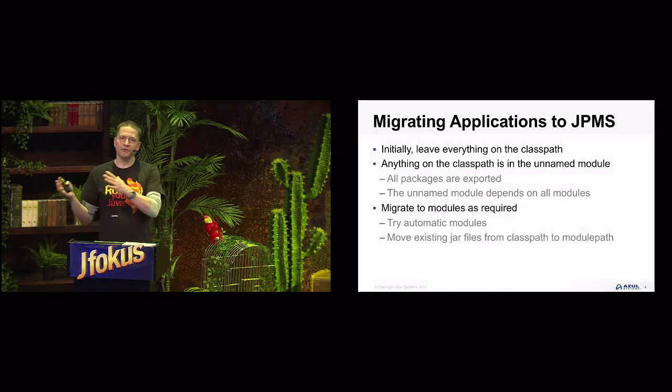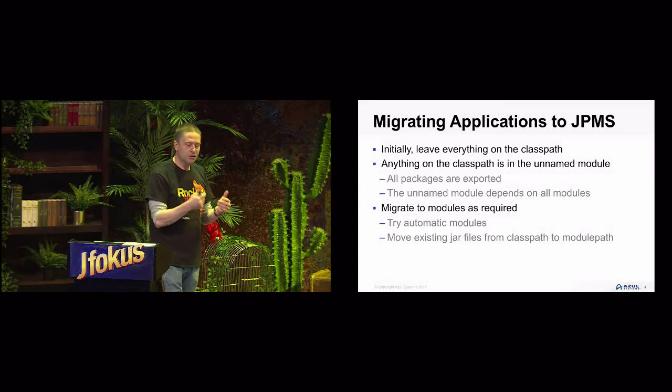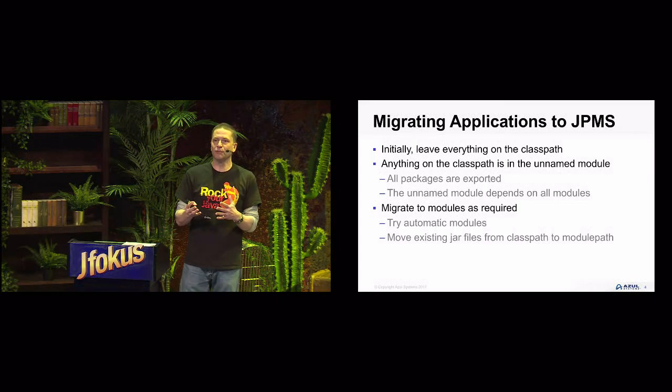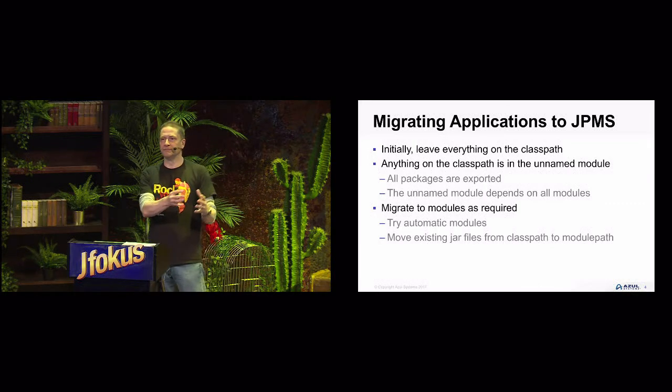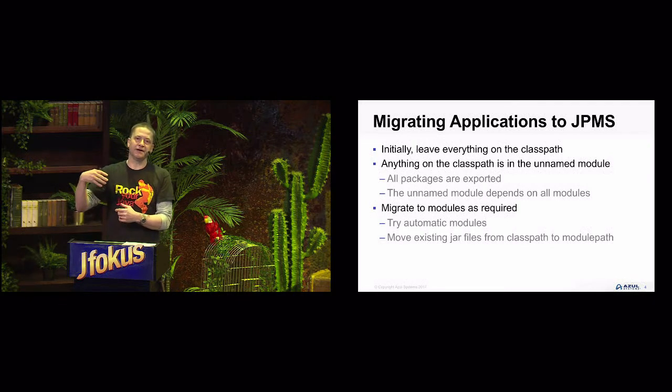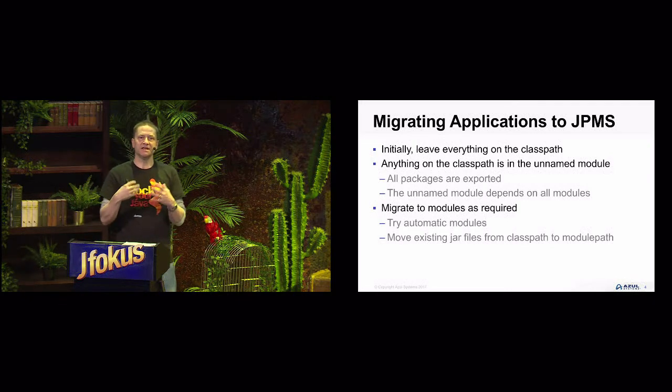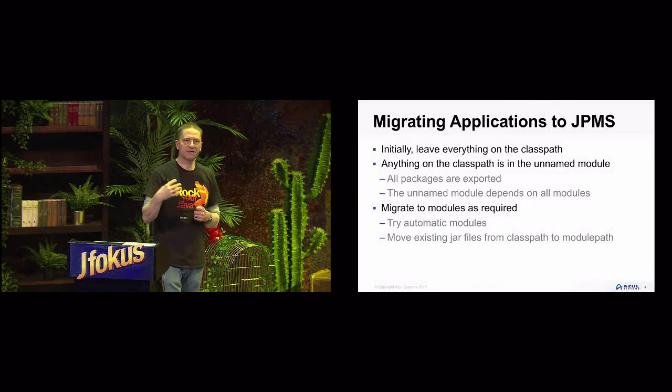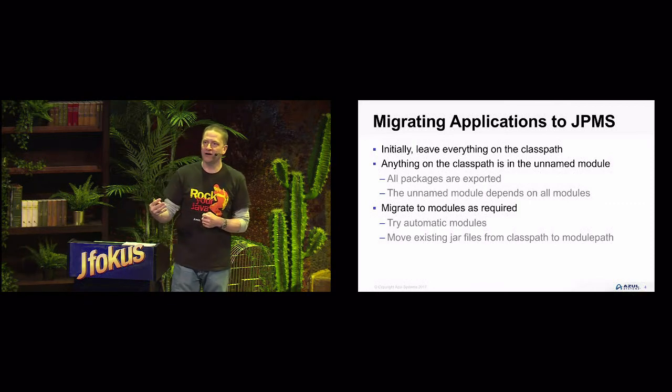Then, if you want to, you can migrate to the module system in a gradual way. You can use the idea of automatic modules, which is where you take a jar file that hasn't been converted to a module, move it from the class path onto the module path, and then the module system will treat it as if it is a module, even though it doesn't have the module-info.class file.